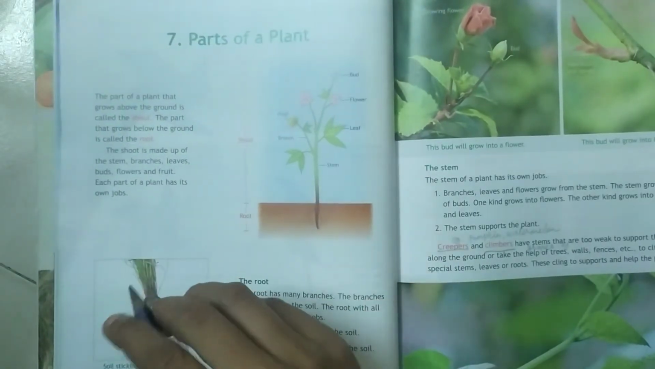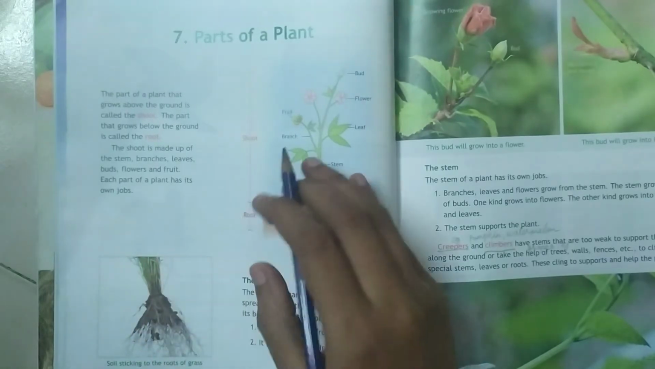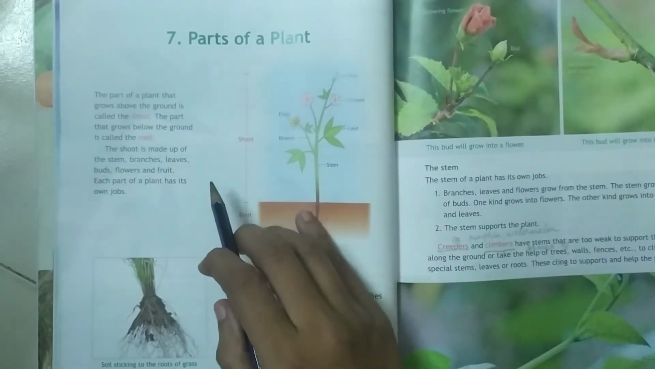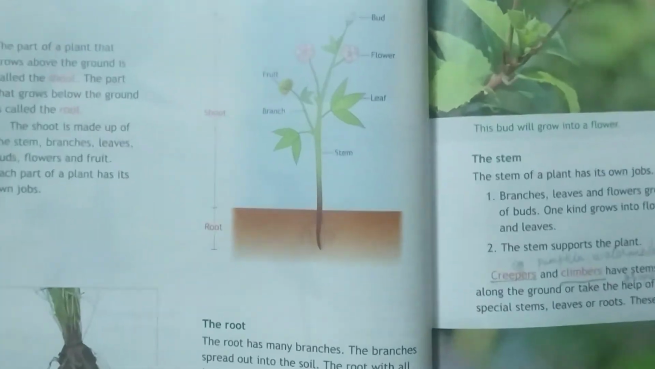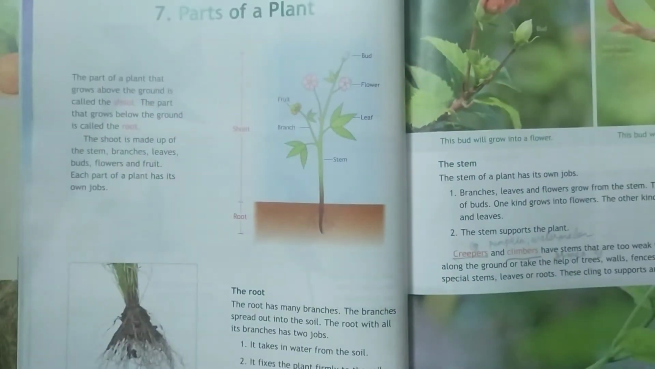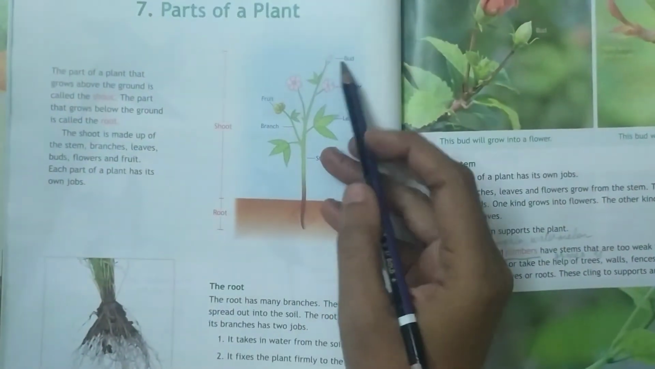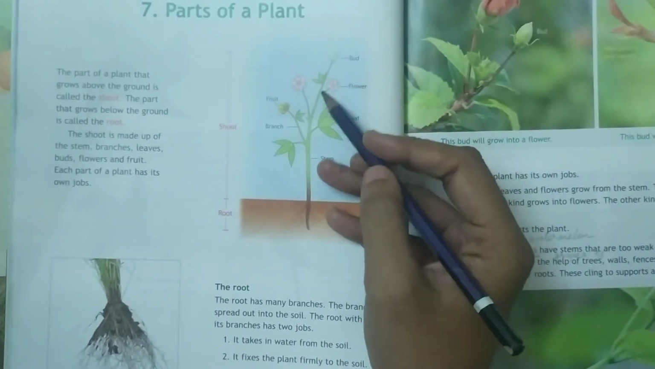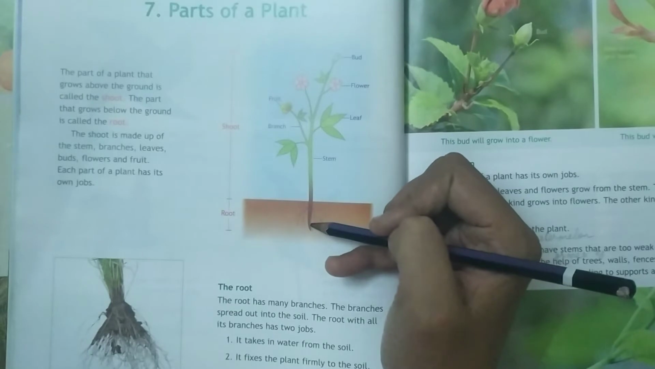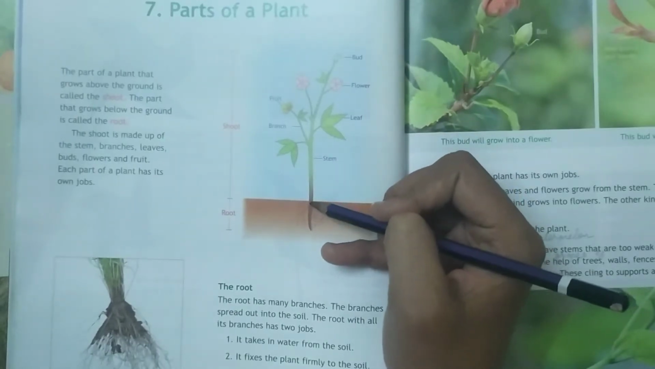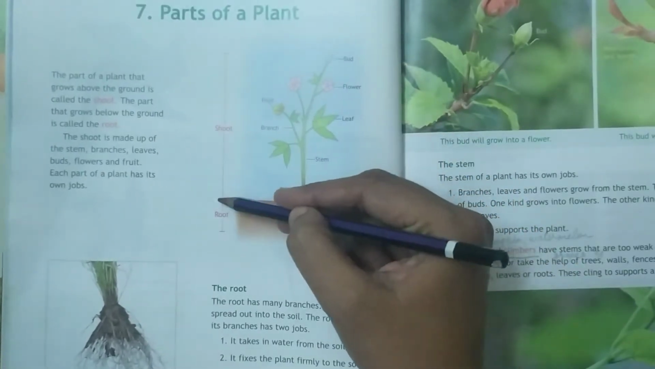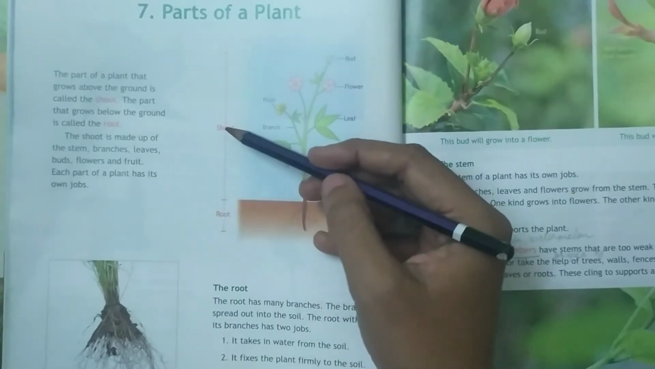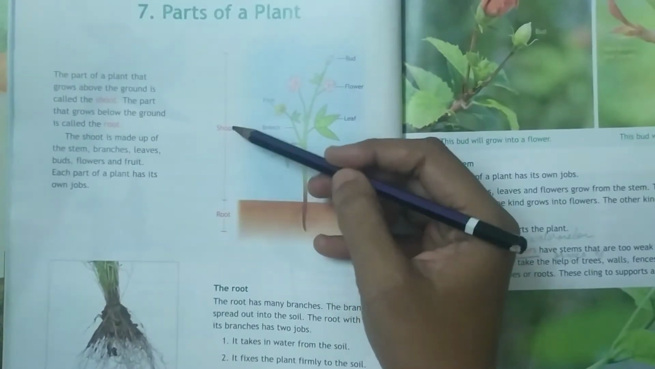What's the topic of the lesson? Parts of a plant. It will be coming for the exam, so just practice the diagram with the parts. The parts of a plant are divided into 2 main divisions. What are they? Root and shoot.